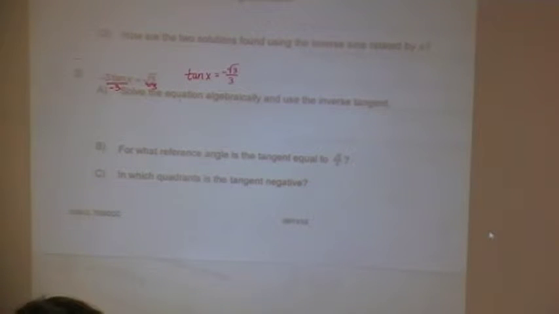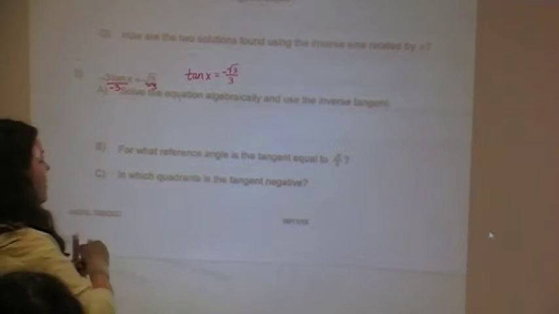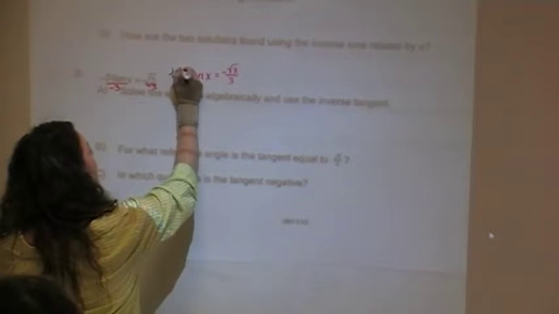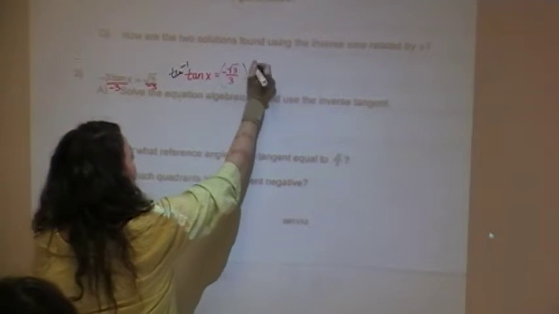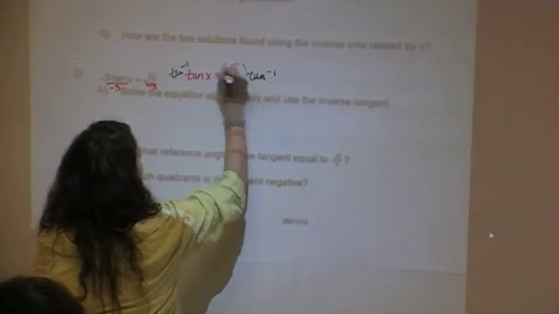Tangent of pi over 3 is regular square root of 3. If you can remember that, then you'll know pi over 6 has to be the other one. This one is pi over 6. So I'm arctangenting, if you have tangent of pi over 6.